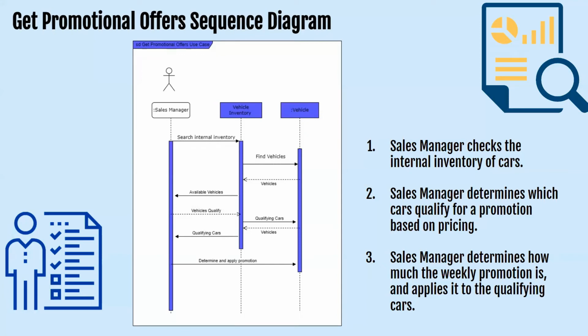First, the sales manager will search the internal inventory of cars, so they'll run a report, interacting with the system, and return back the vehicles that are part of the vehicle inventory system. The sales manager will then determine which cars qualify for a promotion based on pricing, depending on if there are any cars that do qualify. If cars that are returned do qualify for a promotion, then the sales manager will determine how much the weekly promotion will be and then apply it to the qualifying cars.